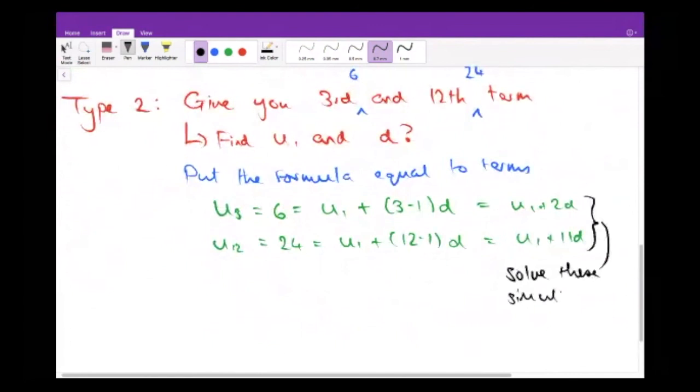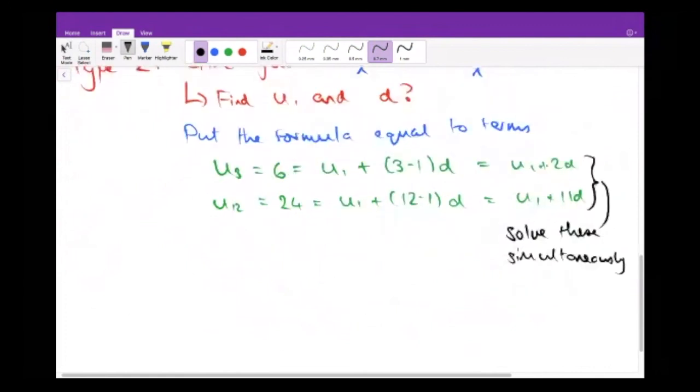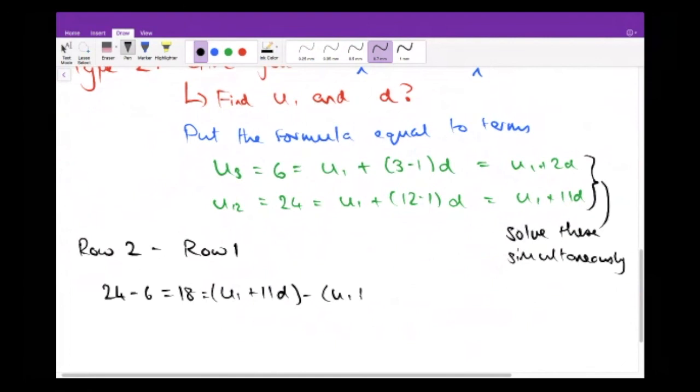So the easiest thing to do for arithmetic sequences is to just solve it by elimination. So for example, I could do row 2 minus row 1. And so I'd get 24 minus 6, which is 18, is equal to u1 plus 11d, subtract u1 plus 2d, and the u1s cancel. So I get 9d equals 18. So d is 2. And if d is 2, then I can see that u1 must also equal 2.